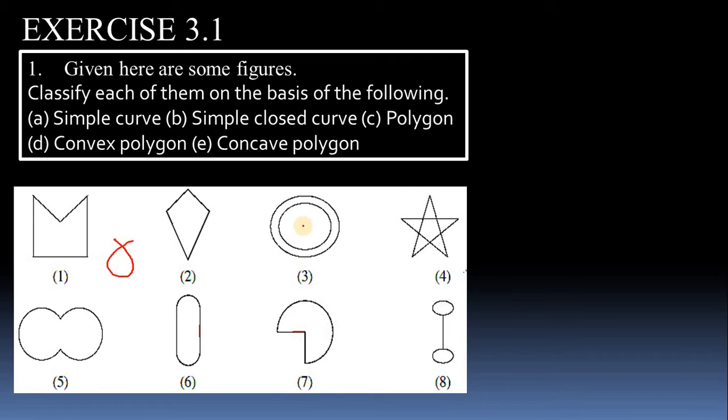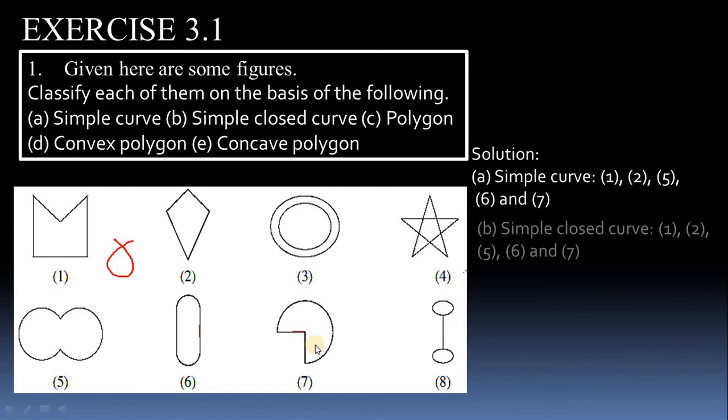This one is not simple because an inner curve is also there. Here also it is not simple because somewhere it is crossing, like here. Here also it is not simple because it is a different type, it is joining these two shapes. And here the answer for the first one is 1, 2, 5, 6 and 7.